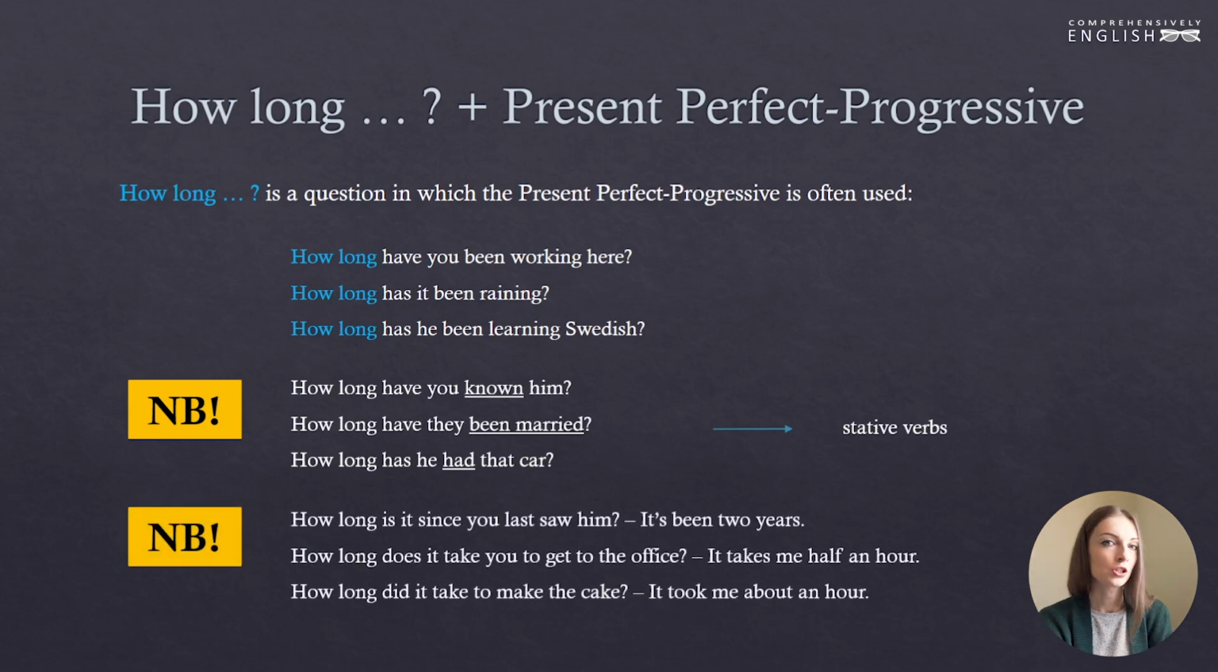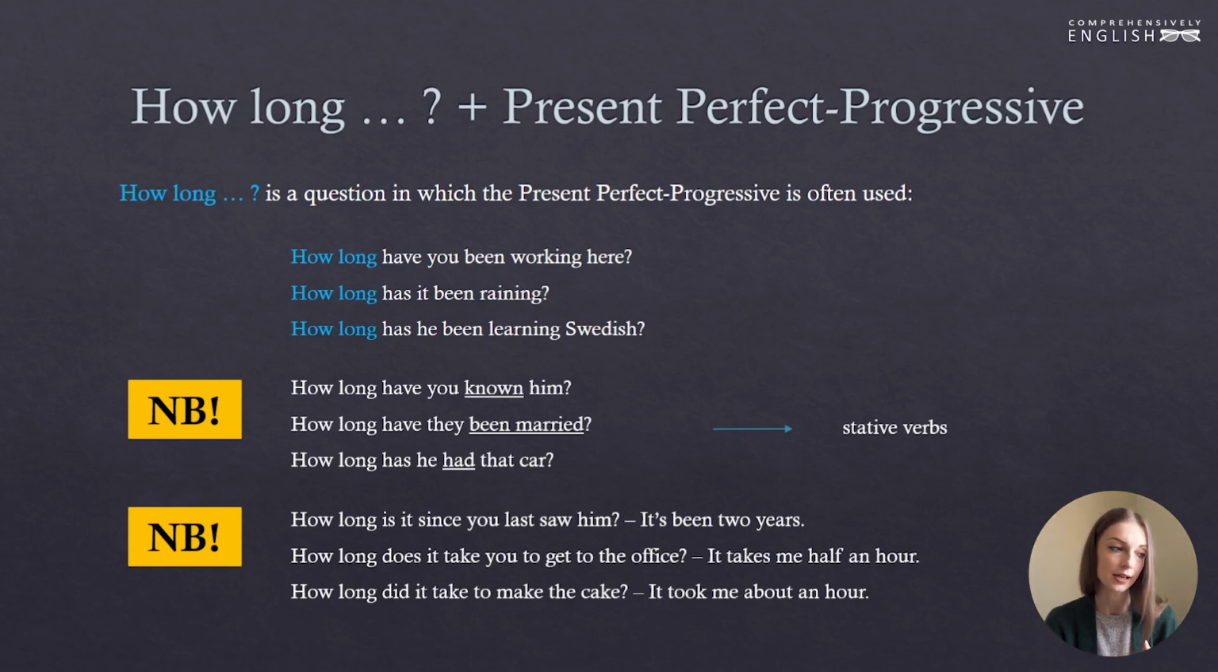Also, please, let's pay attention to these sentences. How long is it since you last saw him? The present simple is used. It's been 2 years. How long does it take you to get to the office? It takes me half an hour. How long did it take to make the cake? It took me about an hour. How long does it take you to get to the office? How long does it take you? You're talking about a factual kind of information here. It takes me half an hour. That's a fact. So that's why the present simple is used.